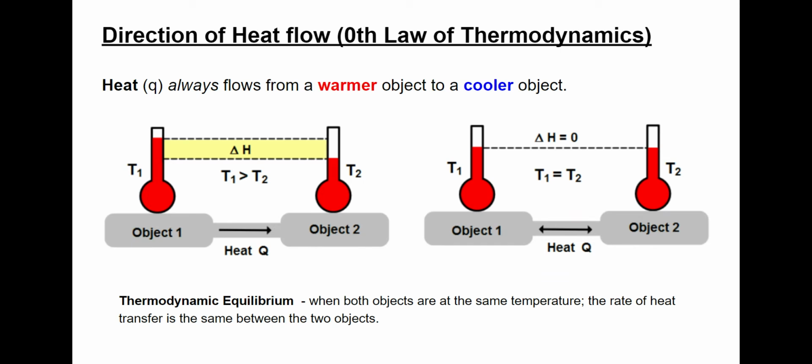That's kind of the zeroth law of thermodynamics, which says that heat always flows from a warmer object to a cooler object. And these are the two examples that we're looking at here. Example 1, the objects are at different temperatures. Example 2, they're at the same temperature, and they're in what's called thermodynamic equilibrium. If you notice, the arrow here is pointing from the hot to the cold, but when they're at the same temperature, the arrows are pointing in both directions. That's showing us thermodynamic equilibrium.